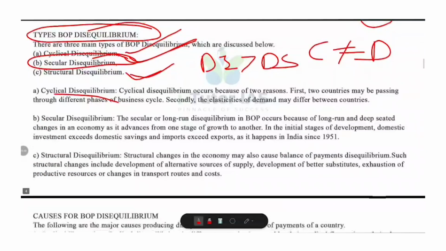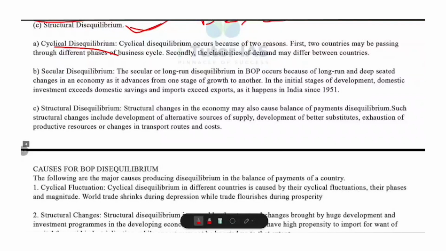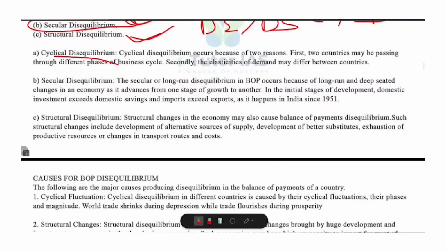We are going to study in detail the different reasons for BOP disequilibrium. First one, cyclical disequilibrium. Different countries go through different phases of the business cycle. This occurs during global depression, when world trade shrinks, exports fall and BOP suffers. During global prosperity, trade flourishes and BOP may improve. For example, a recession in the US reduced its import from India, affecting India's BOP.